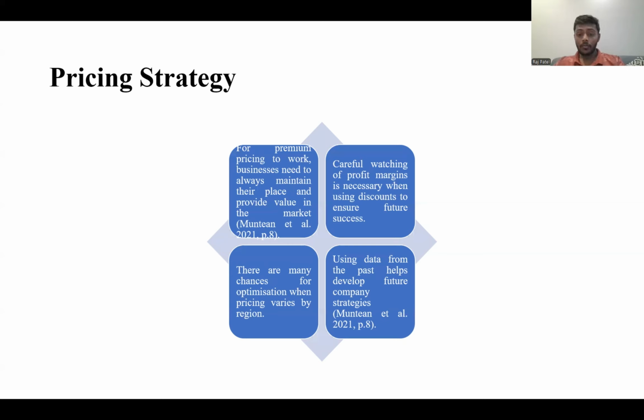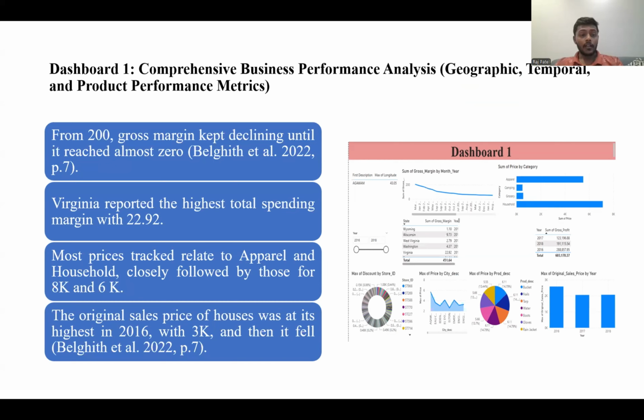And finally, as the data suggests, it's critical to break down cost and profit by product. In my last slides, I talk about dashboard one, comparative business performance analysis and product performance metrics.